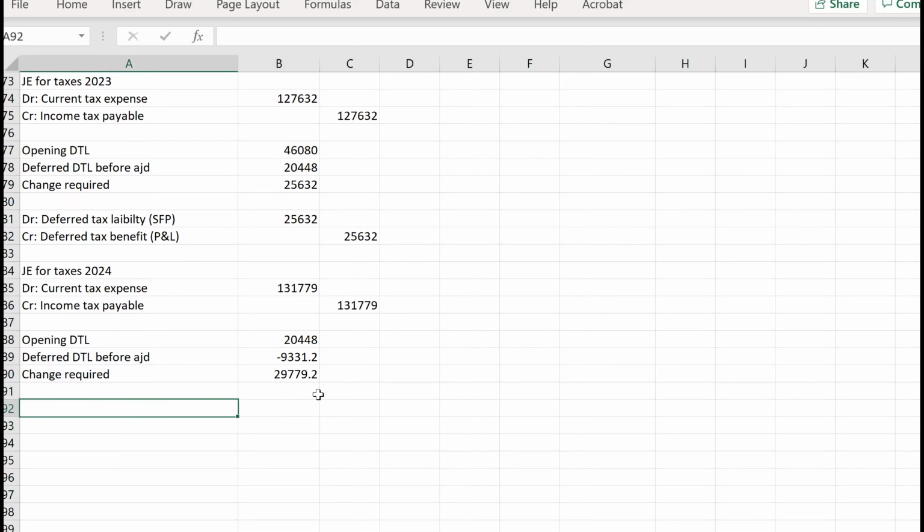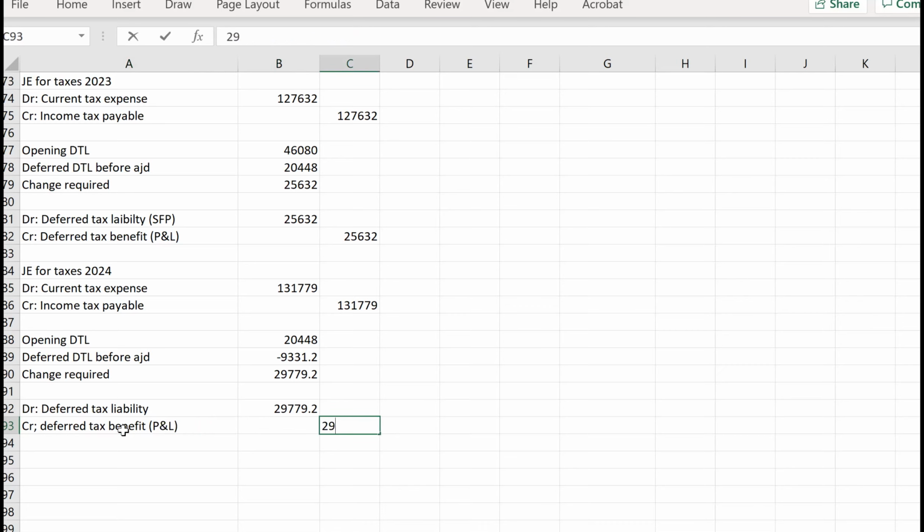So we are going to have debit deferred tax liability, this number, and credit deferred tax benefit, which is a P&L account. So this is going to be 29,779. And that gets us to where we need to be.